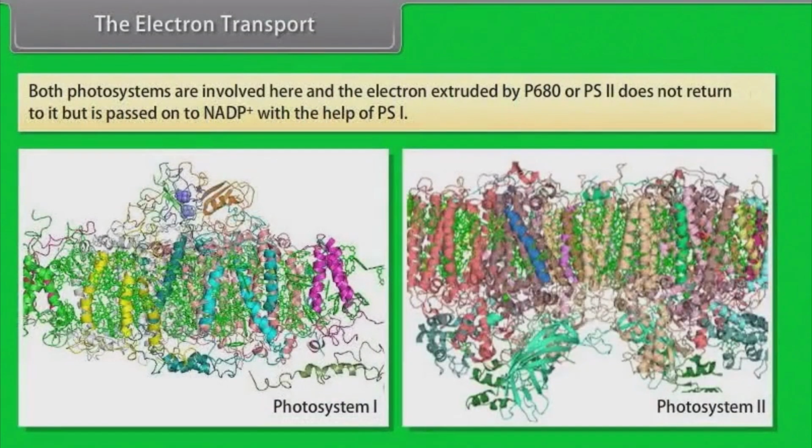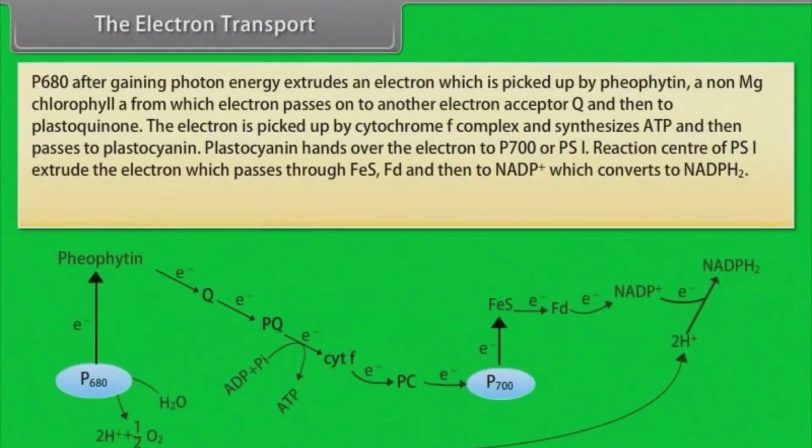The electron transport. Both photosystems are involved here and the electron extruded by P680 or PS2 does not return to it but is passed on to NADP+ with the help of PS1. P680, after gaining photon energy, extrudes an electron which is picked up by pheophytin, a non-Mg chlorophyll A, from which the electron passes on to another electron acceptor Q and then to plastoquinone. The electron is picked up by cytochrome F complex and synthesizes ATP and then passes to plastocyanin.